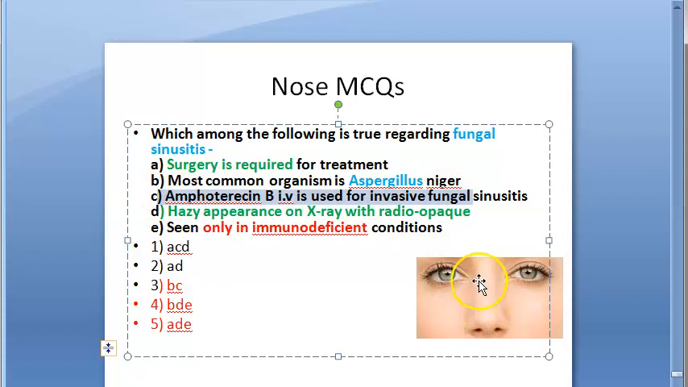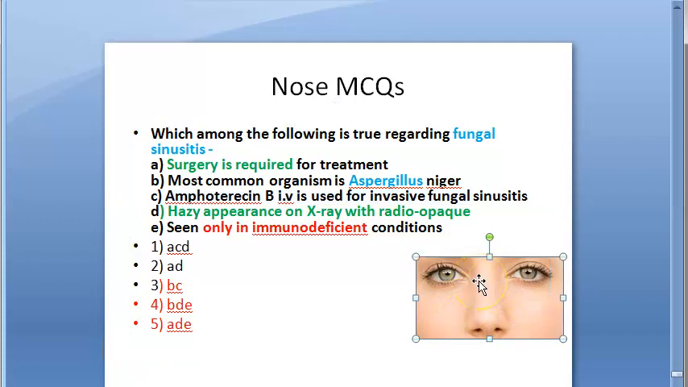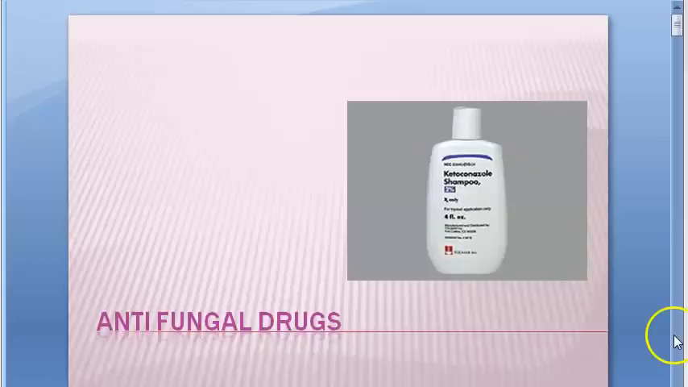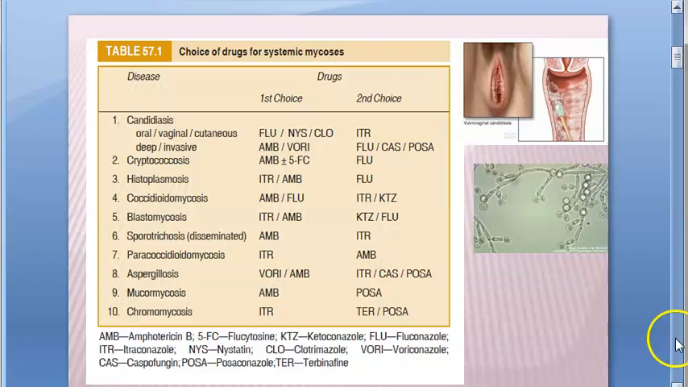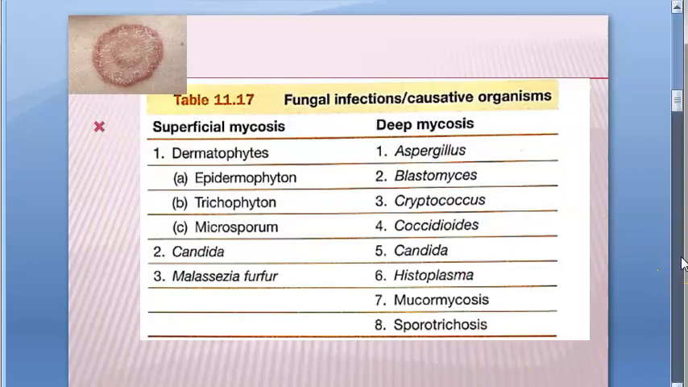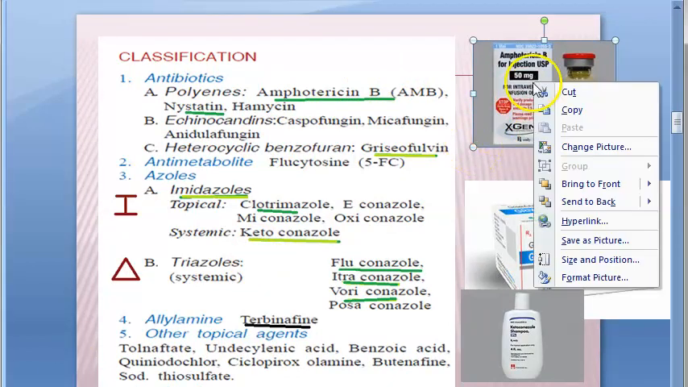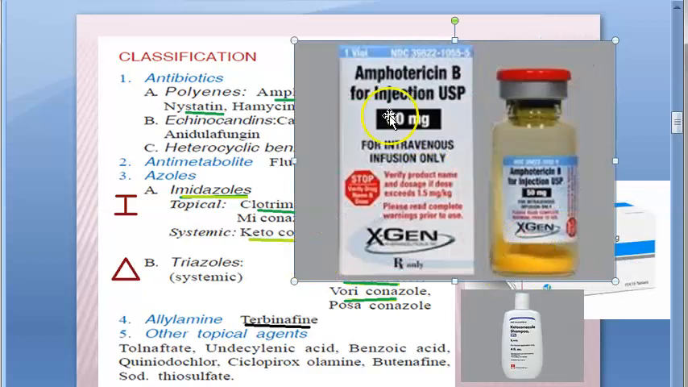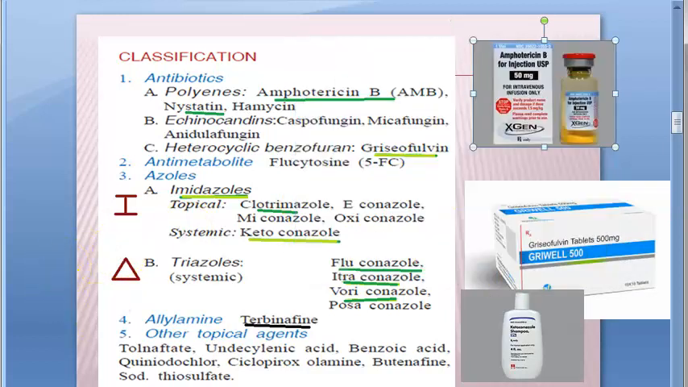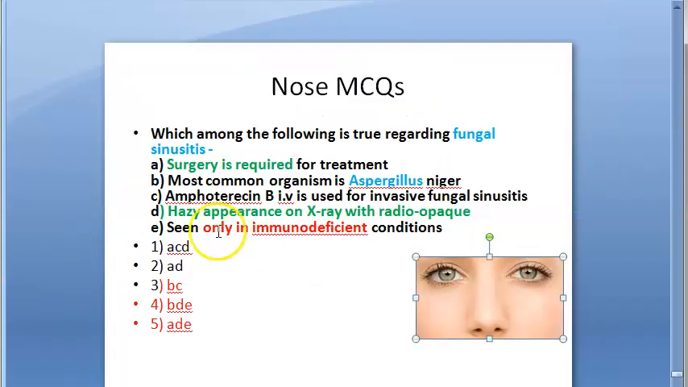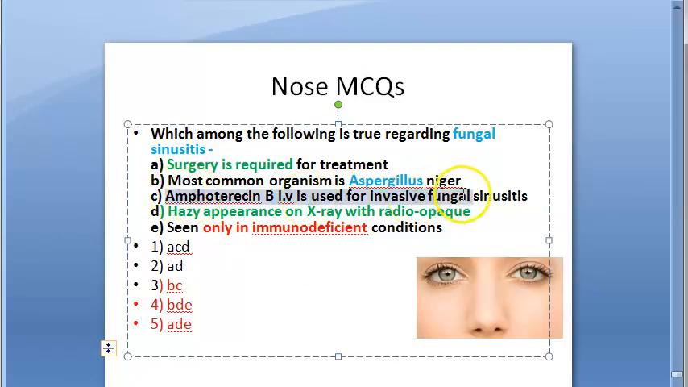Now what do you think? Amphotericin B, is it given IV? Let's go to pharmacology and check. So in our antifungal drugs, what have we looked at about amphotericin B? Hold on. It's a polyene. Look at this photo here. It looks like injection only. Bring to front. Amphotericin B injection intravenous. Okay. So some clue we are getting here, though we may not be 100% correct. This seems to be a right statement.